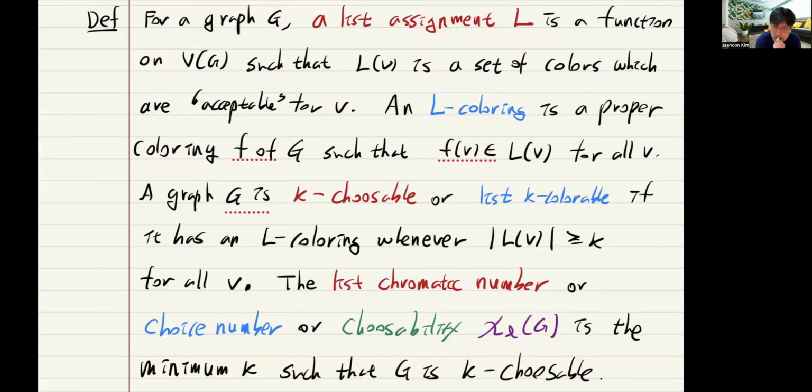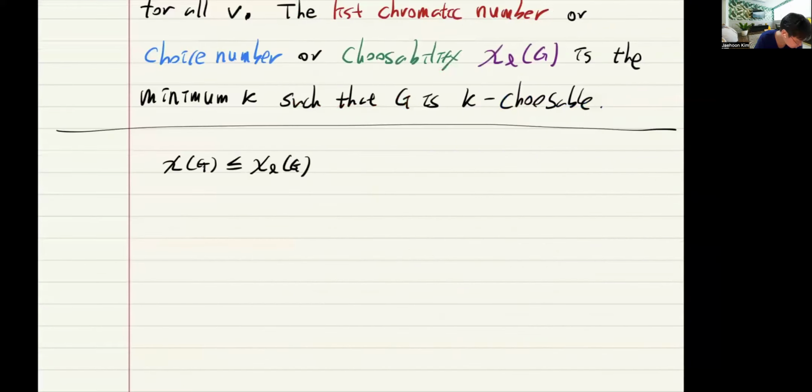Proper coloring is the case where every vertex has the same list of colors available. Here, in list coloring, you can potentially have different lists. This is the more general case. Even in the case where all the lists are the same, you should be able to finish the coloring, which is the setup for proper coloring. So it's easy to see that this inequality holds.